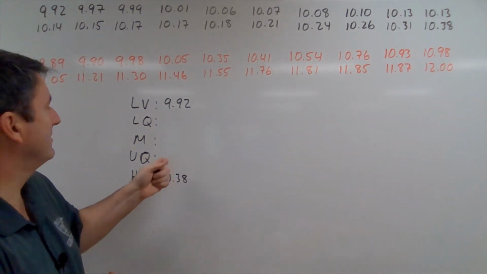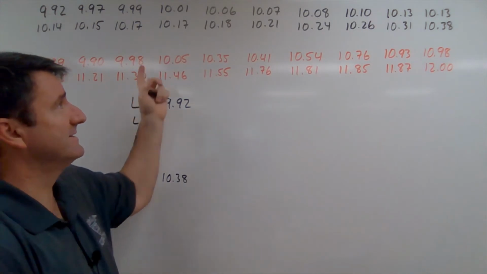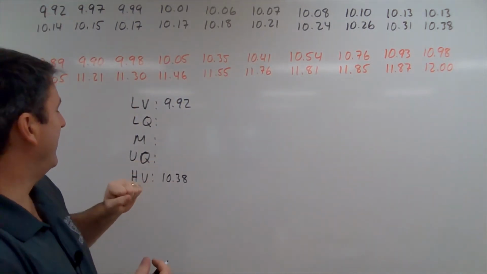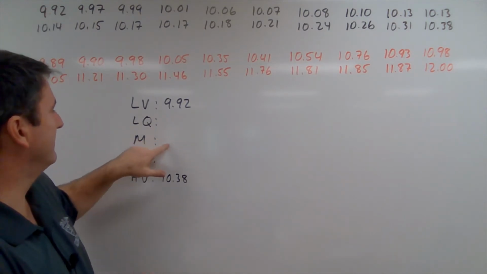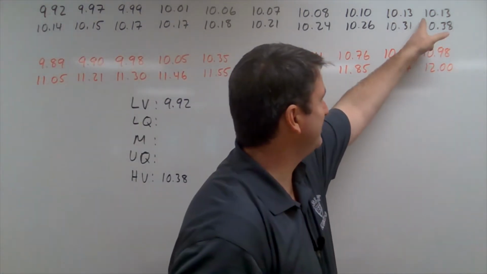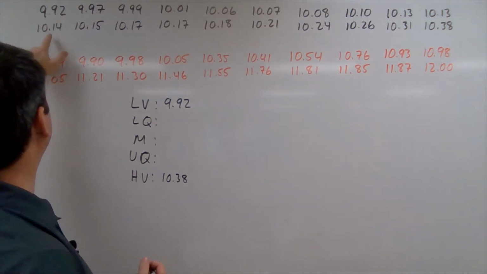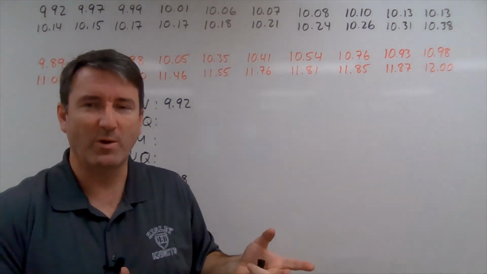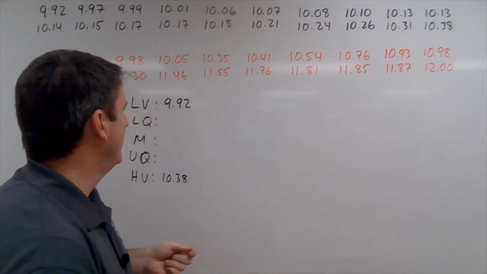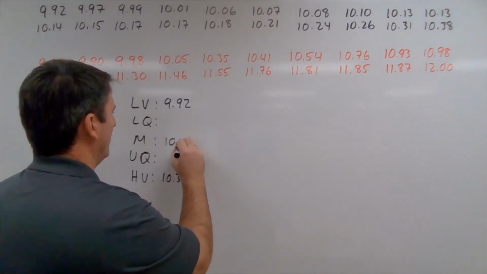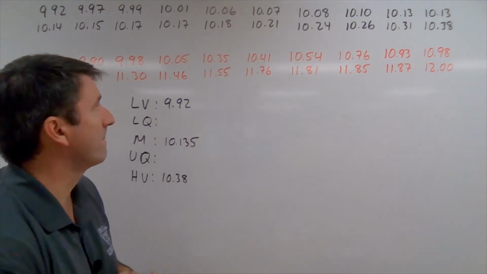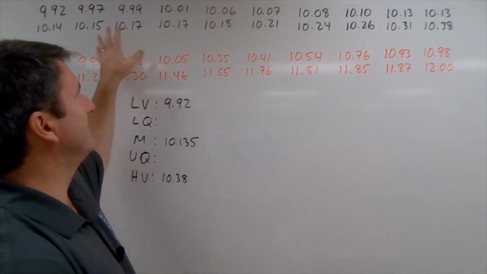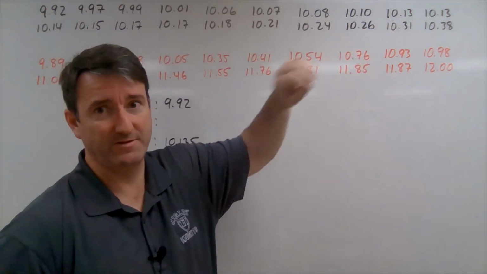All right, now to find the median, since these are all in order, the median is going to be relatively easy. We just need to find the value that's halfway between the 10th value and the 11th value. So halfway between 10.13 and 10.14 is going to be 10.135. Now to find the lower quartile, we're going to find the median of the first half of these values.